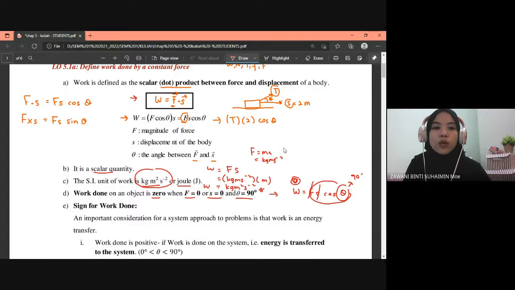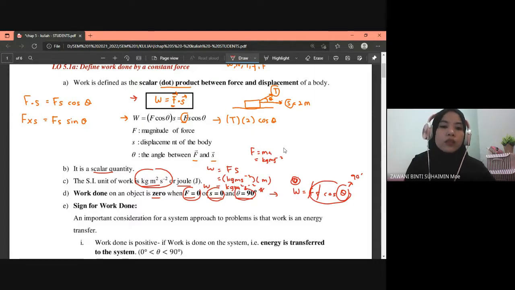Okay, so that is why your work will be 0 when our force acting on the system ataupun the displacement travel by the object in the system is equal to 0. Ataupun lagi satu, apabila angle kita, iaitu angle di antara force and also our displacement travel by the system is equal to 90 degree. Okay, so these three conditions will cause you to have a work done on the system equal to 0.